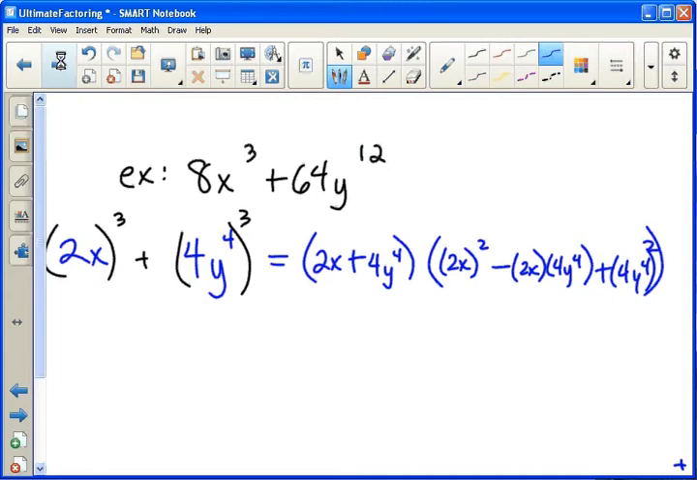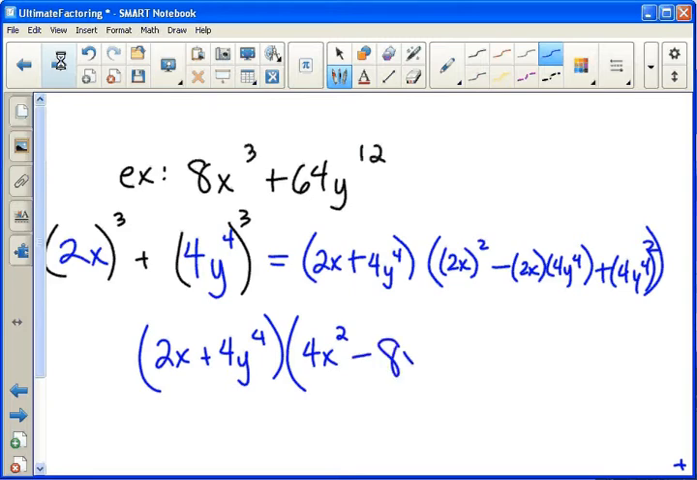We have it now, but we need to simplify. First set of parentheses is already good to go. My second set, 2x squared, is 4x squared. Remember to square both the 2 and the x. Okay, next I have 2 times 4, which is 8, and then xy to the 4th. And then 4y to the 4th squared will give me 16y to the 8th, because 4 squared is 16. And then y to the 4th squared, you multiply the exponents together and you get y to the 8th.